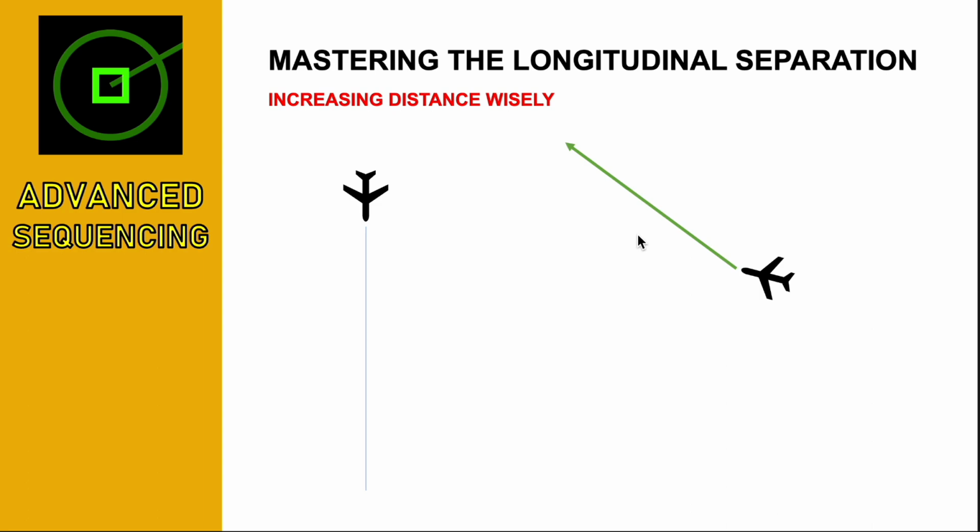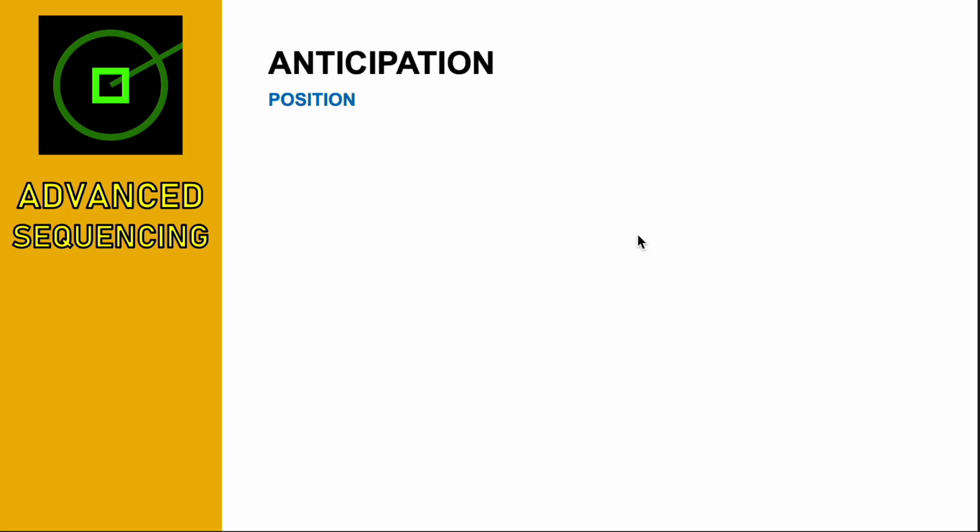So another thing, when you want to master the longitudinal separation, is the anticipation, where the traffic is going to be. So in this situation, usually in Endless ATC you have the position of the traffic and you have a speed vector. So this line tells you where the traffic is going to be in 1 minute, 2 minutes, 3 minutes. Let's say that you have the 1 minute marker. That means that within 1 minute, this plane is going to be here. So that's how you anticipate where the traffic is going to be in 1 minute.